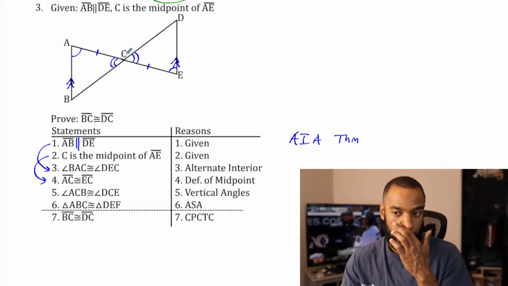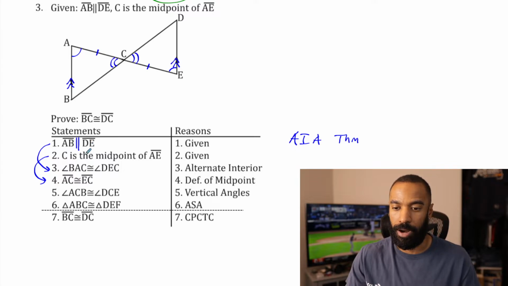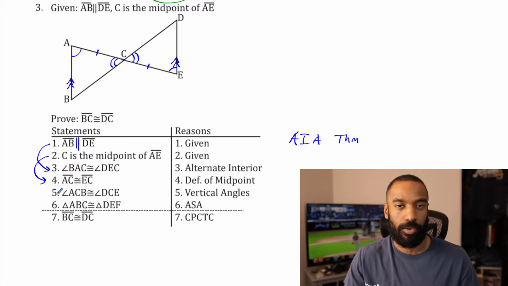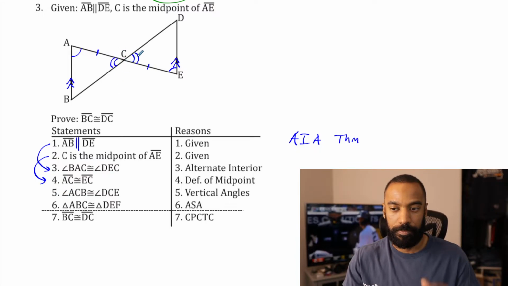By the way, this was plucked out of thin air. I didn't need to know these lines were parallel to say these were congruent. I didn't need to know this was a midpoint to say these were congruent. I can just use the fact that they're congruent to make its own statement.